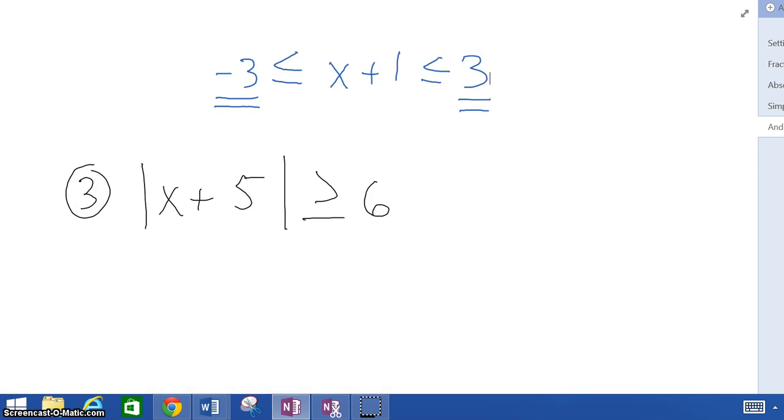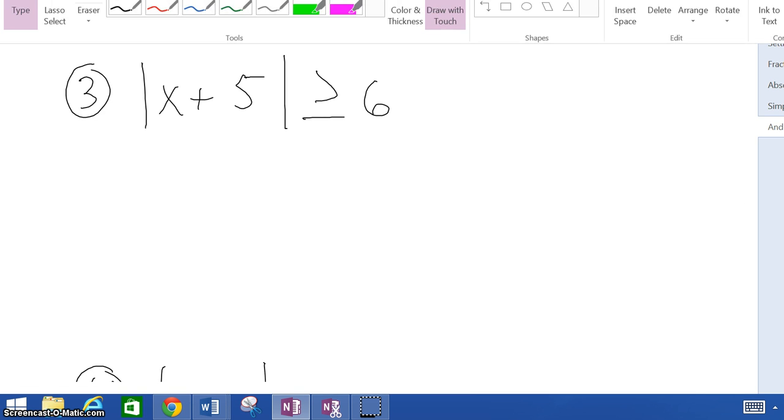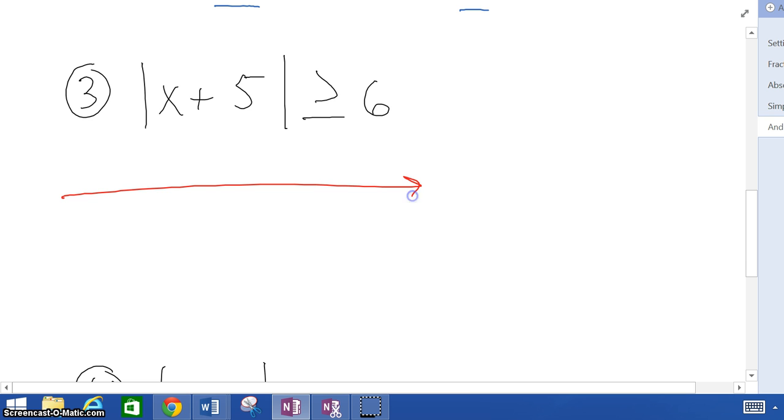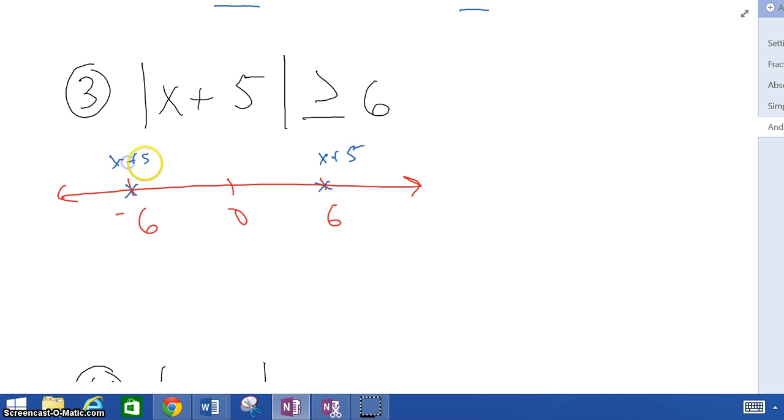Okay, next one. X plus 5 is greater than or equal to 6. So, draw my number line. 0, 6, negative 6. This is where the x plus 5 is. Right there and right there. Now, we want x plus 5 to be more than 6 units away. So, would negative 5 be more than 6 units away? No. Negative 7 would, negative 8, negative 9, negative 10. So we are going this way. For the positive side, 5 is not more than 6 units away, but 7, 8, 9, 10, 11, 12, we're going this way.